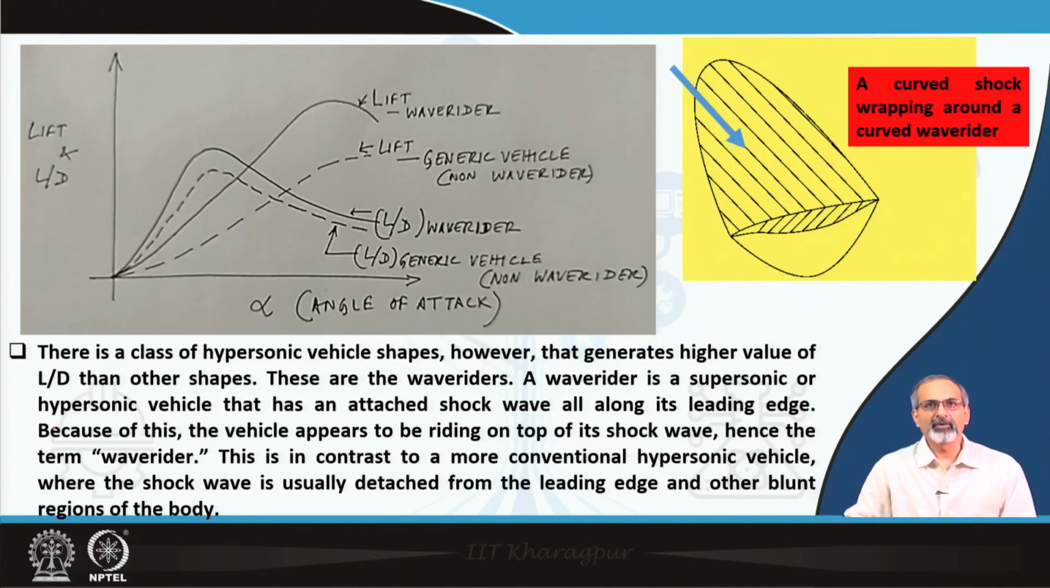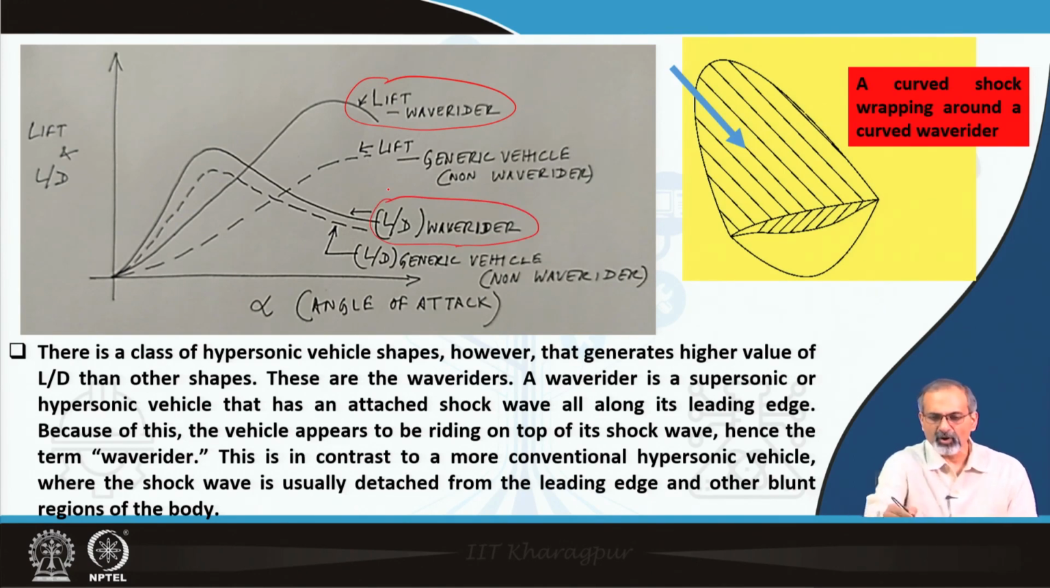Keeping all this in mind, we next move on to see typical lift and L by D variations for wave rider kind of geometries. Typically, the lift variation for a wave rider geometry looks like this, while the L by D for the wave rider looks like this. Correspondingly, the lift variation for a generic vehicle, which is a non-wave rider design, has a shallower profile than that of the wave rider, and the L by D for the generic vehicle also lies lower than that of the wave rider.